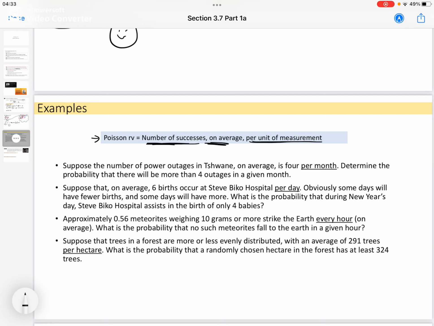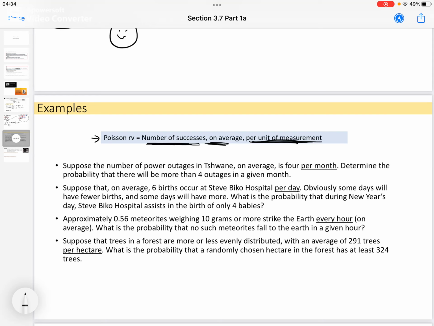It could be time, it could be space, it could be certain events that happen within a certain period. And so we want to calculate the probability of observing these number of successes per unit of measurement, given some known average or mean rate. Okay, so let us look at a couple of examples.